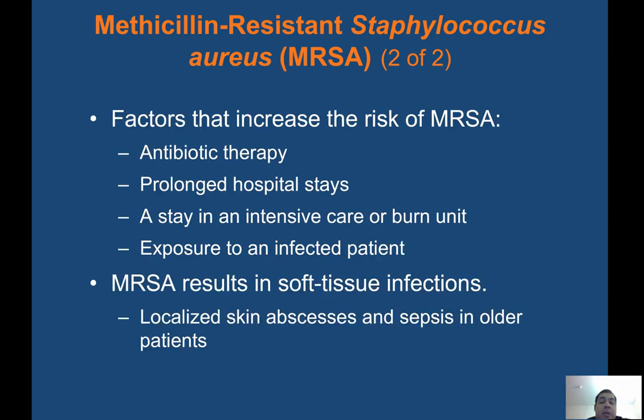Factors that increase the risk of MRSA: antibiotic therapy, prolonged hospital stays, a stay in an intensive care or burn unit, exposure to an infected patient. MRSA results in soft tissue infections, localized skin abscesses, and sepsis in older patients.